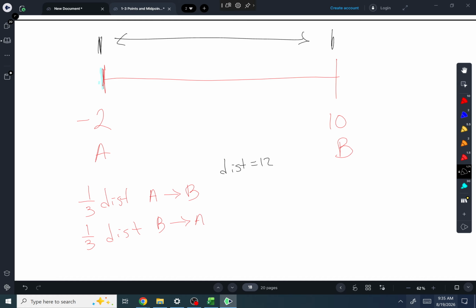Once I know the distance is 12, then I want 1/3 of it. So then I find 1/3 of that. What's 1/3 of 12? 4. Okay, so that point is at 4. Wrong. And that is where everybody goes wrong.